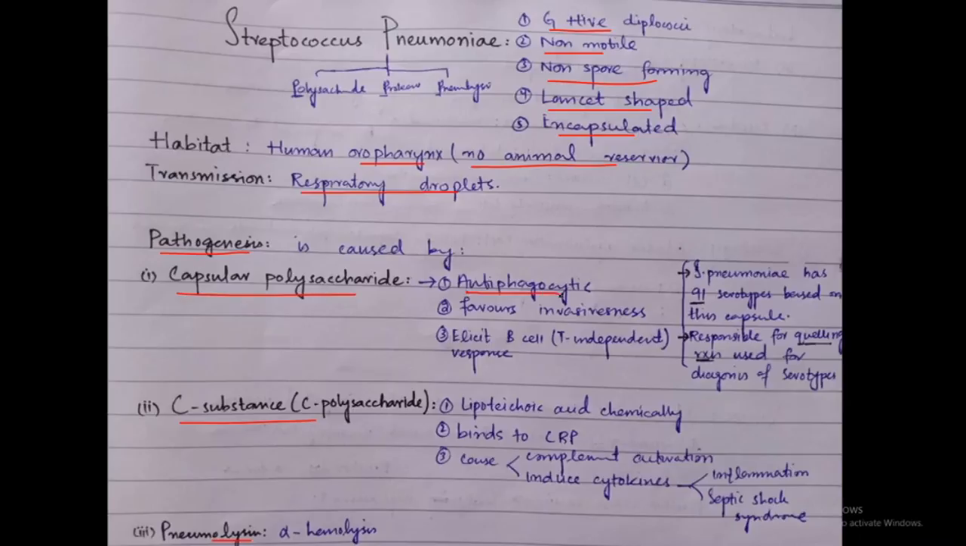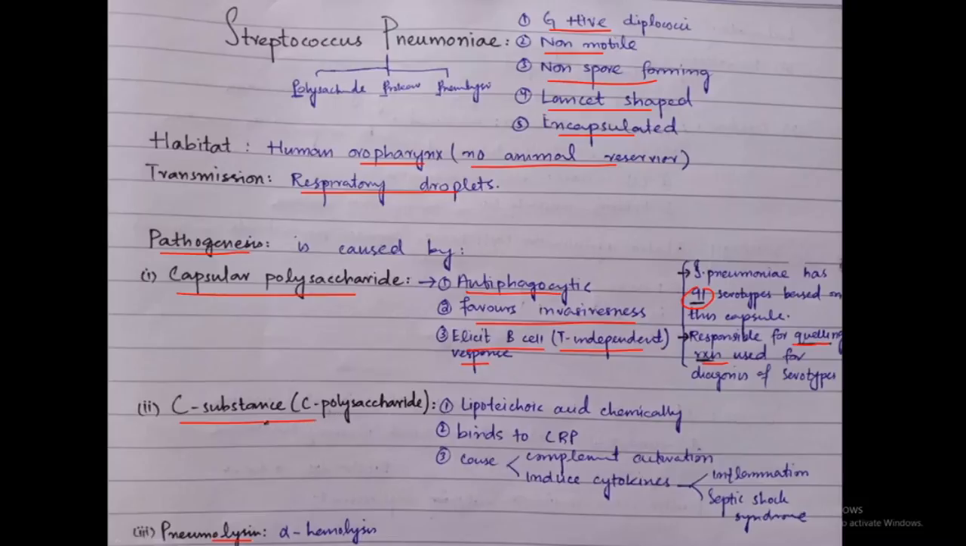It means that it protects Streptococcus pneumoniae from attack by phagocytes and thus favors its invasiveness into the body. And when it enters the body, it elicits a B cell response, which is a T independent response. It means that it will cause B cells to produce antibodies against it and neutralize it. Based on this capsular polysaccharide, Streptococcus pneumoniae is divided into 91 serotypes. This capsular polysaccharide is also responsible for the Quellung reaction used for diagnosis of serotypes. For the Quellung reaction, watch my other video given in the description.